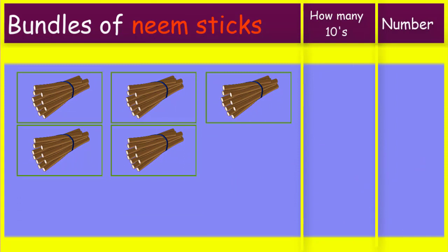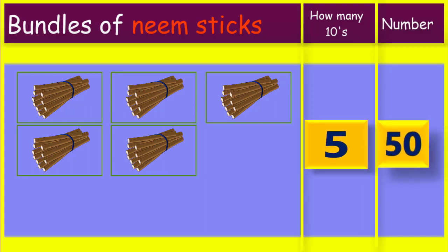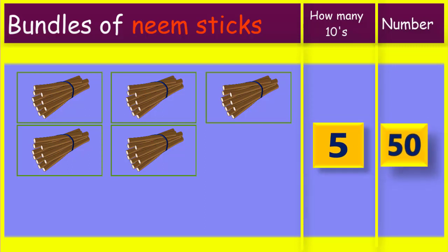See here now. The number of bundles of name sticks is 5. So the number of name sticks is 50. 5 bundles have 50 name sticks. This is called 5 tens.